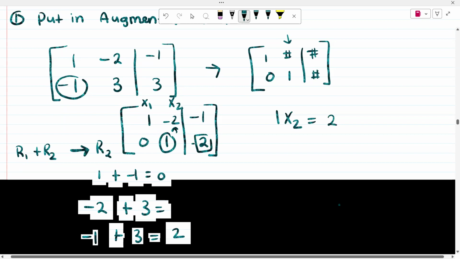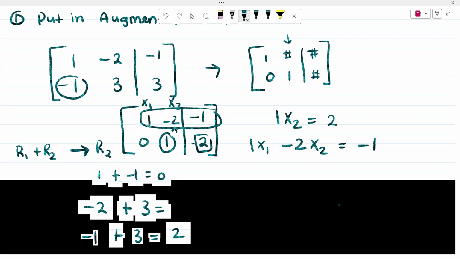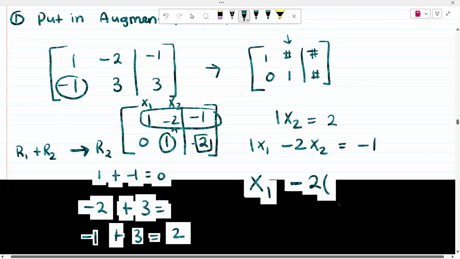Now let's look at these numbers here. What can we do with those numbers? It's going to be 1 x1, because 1 is your coefficient of the column x1, minus 2 x2 equals -1. So you kind of have to do some back substitution. Well, we know what x2 is, which is 2. We don't know what x1 is. So it's going to be x1 minus 2, and then replace x2 with 2. And that gives you -1.